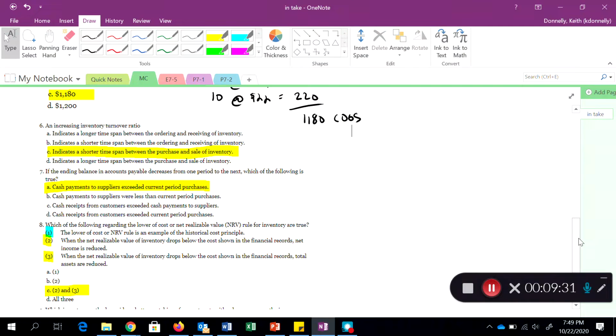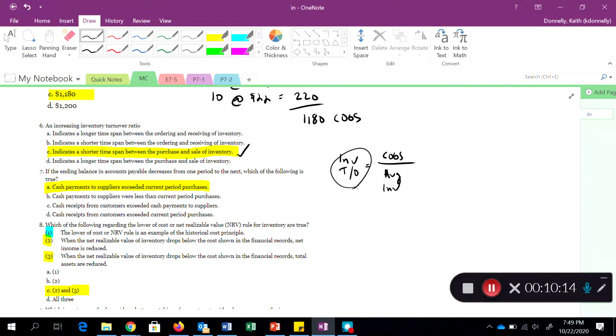Number 6 here, so essentially this is saying, hey, an increasing inventory turnover ratio. So first off, what is the inventory turnover ratio? It's going to be your cost of goods sold over your average inventory. What essentially this is showing here when we have an increasing inventory turnover ratio is a shorter time span between the purchase and sale of inventory. Essentially, what this inventory turnover ratio is measuring is how quickly we are turning over and selling our inventory. We buy it and we sell it. We buy it and we sell it.